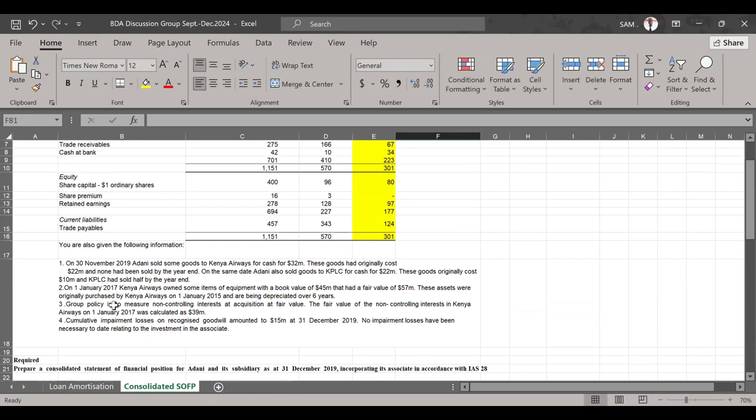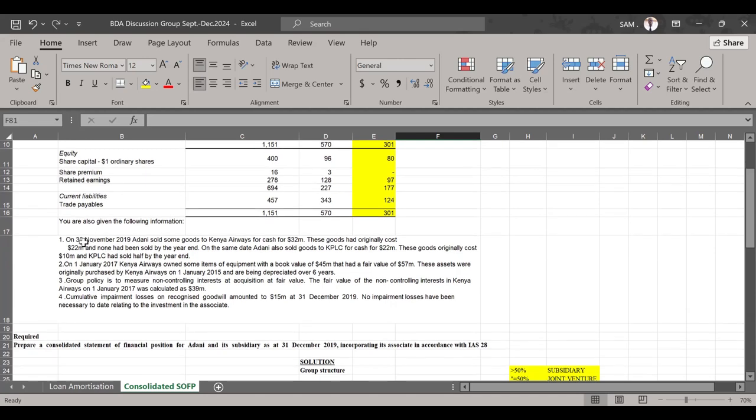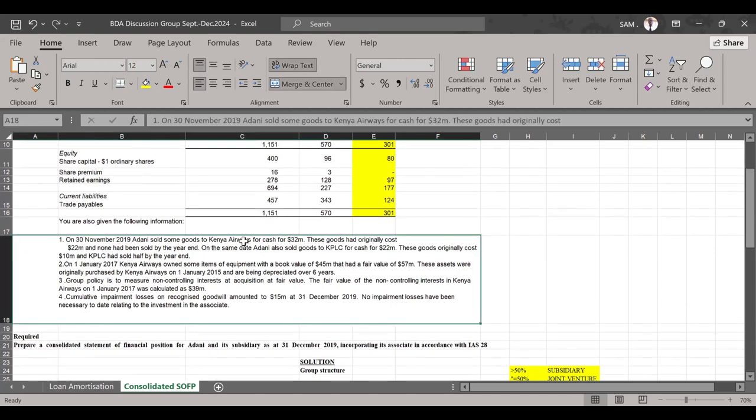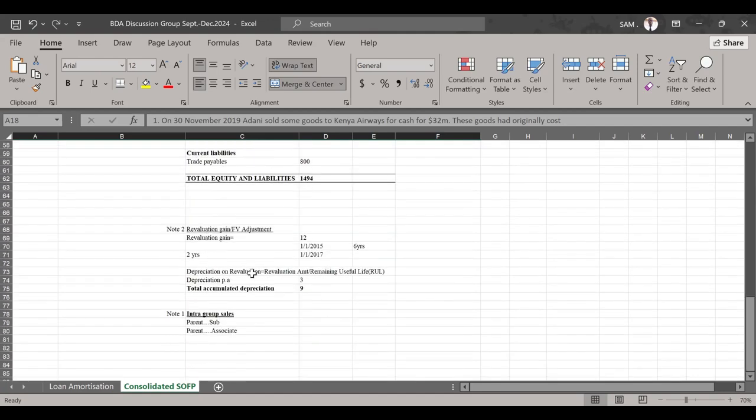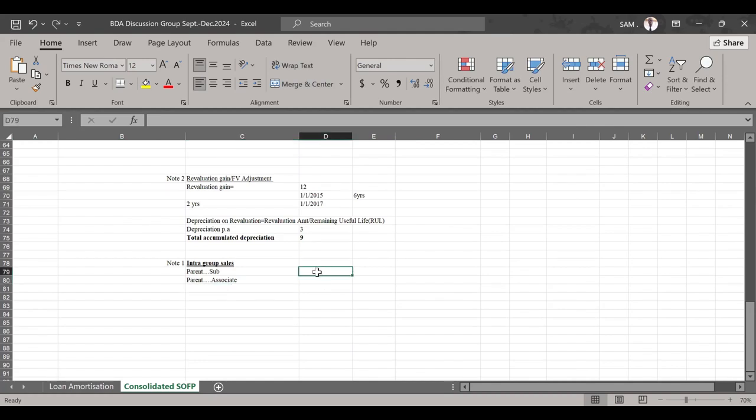Now, let us start from the first one. Adani, who is the parent, sold goods to Kenya Airways, who is the subsidiary, for 32 million. But the cost of these goods that the parent sold was 22 million. Now, this is a very direct question, because what are we looking for here? We are looking for unrealized profit on stock, UPS, because you cannot sell to yourself. Subsidiary and the parent are members of one group, and therefore the parent cannot purport to make profit when it sells to itself, to its branch. So that's why we have to deduct this UPS. We have to get rid of it from inventory, because that is a fake profit.